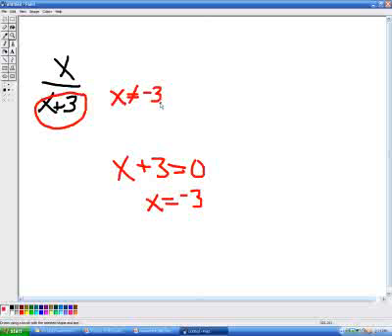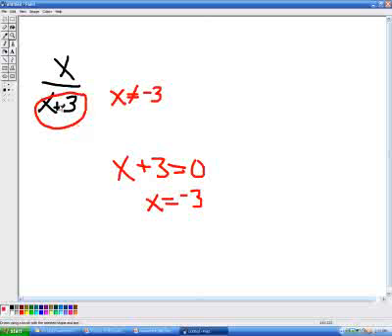Because if x is ever that number, there'll be a 0 in the denominator. Can x be 0 in this case? Absolutely. 0 plus 3 would be 3. You can have a denominator of 3. It's okay to have a 0 in the numerator. There's nothing wrong with that. So 0 over 3 would be a rational expression. That's fine.